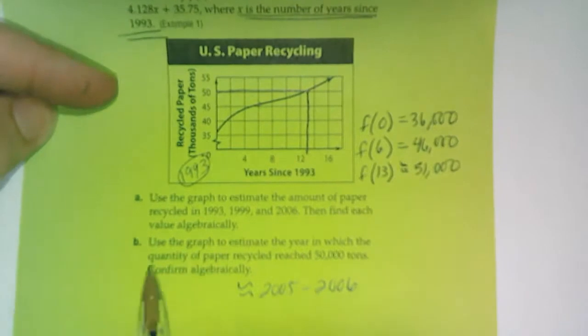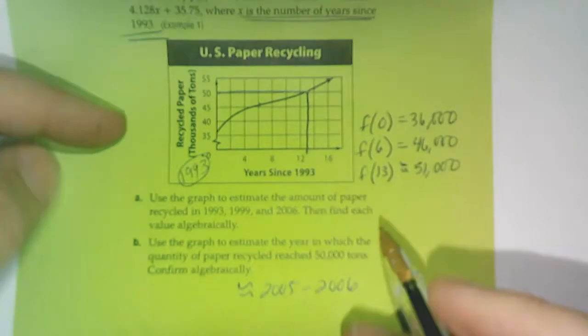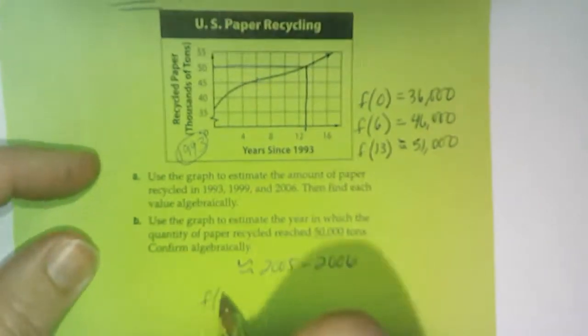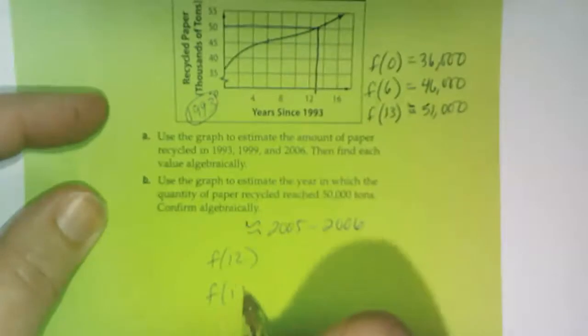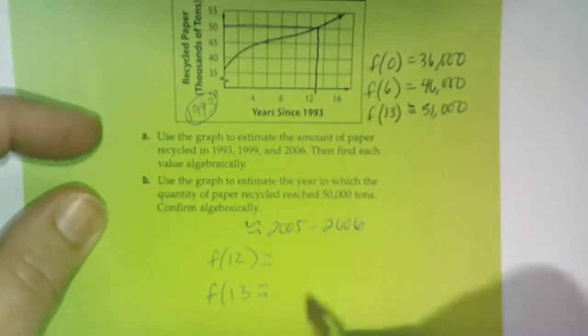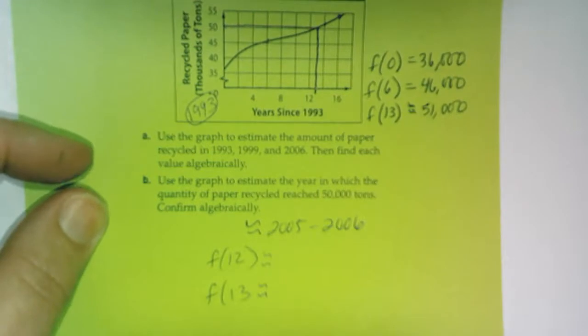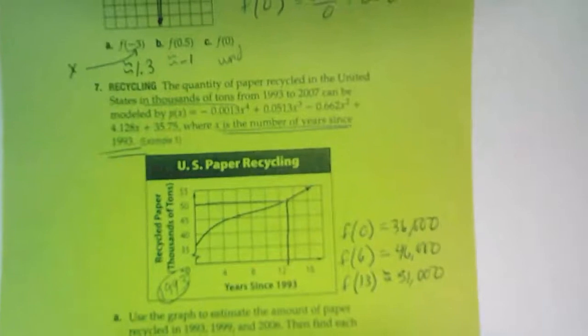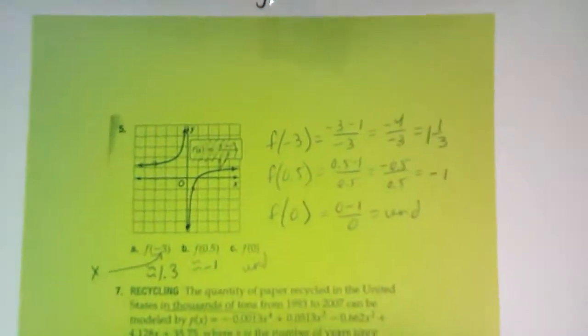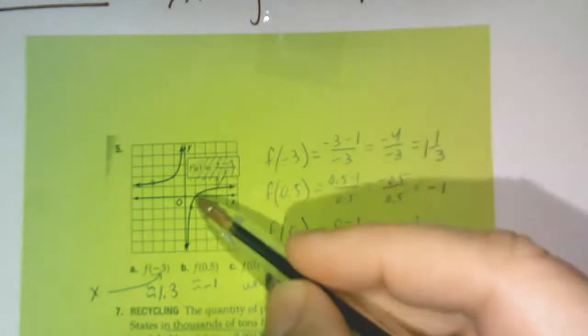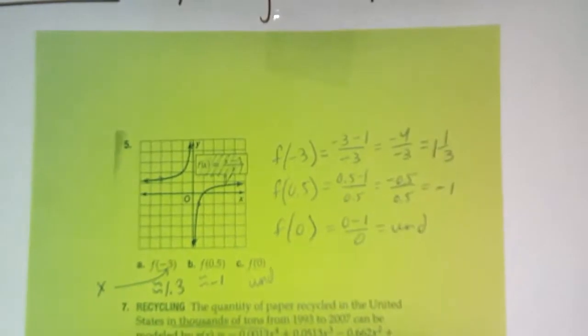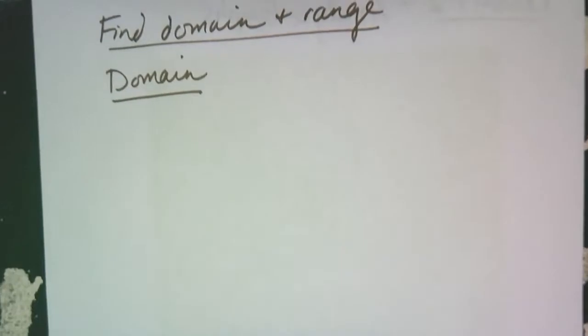How could you confirm it algebraically? You would plug in f of 12, plug in f of 13, and look to see when it reached that 50,000 mark in the function they gave you. Is this hard though, really? I don't think it's hard, but a lot of students struggle with visualizing where it is. But it's just looking at the graph on the x-axis to where it matches the y value and vice versa. All right, so that's the first part of tonight.